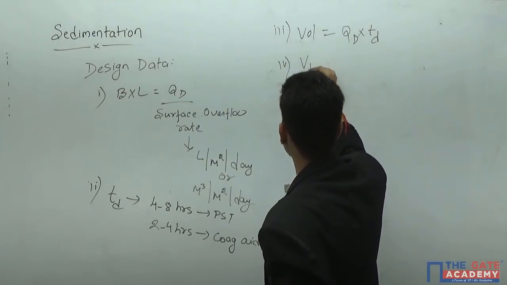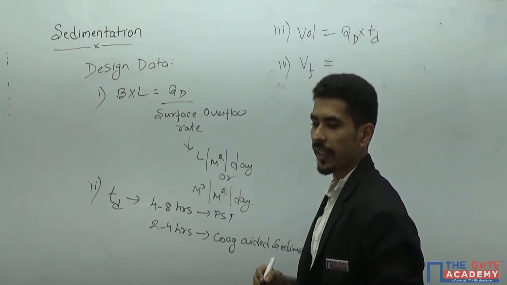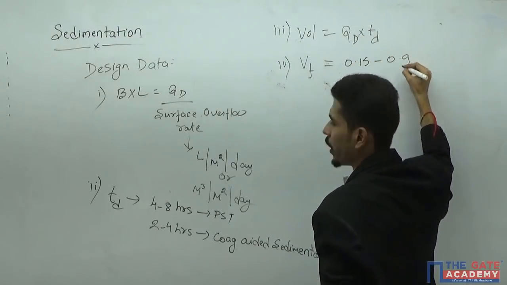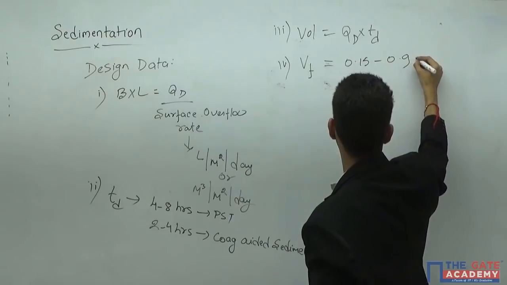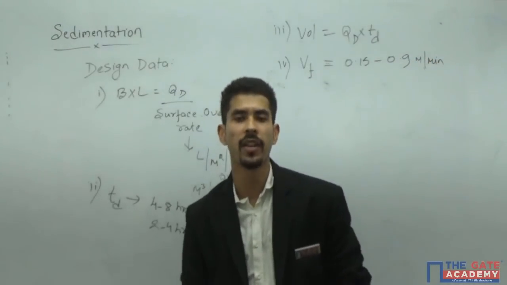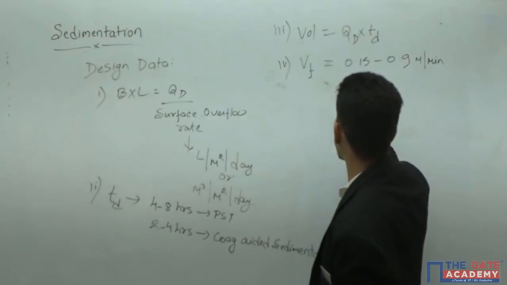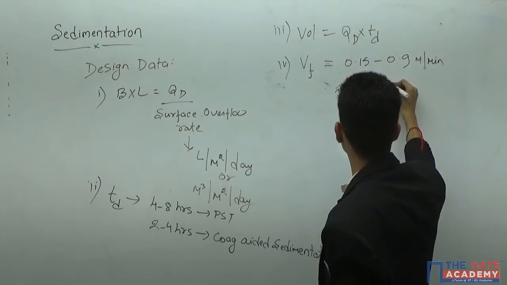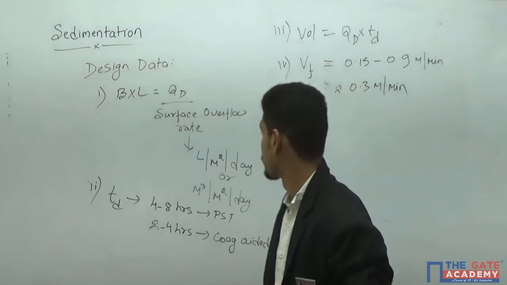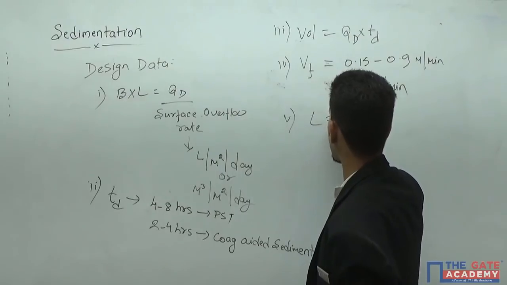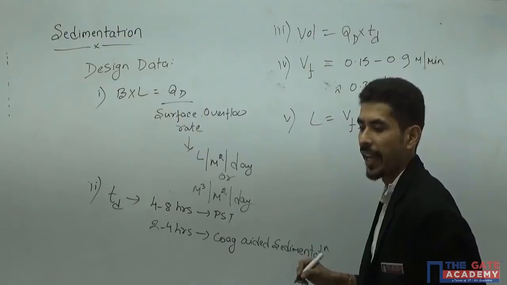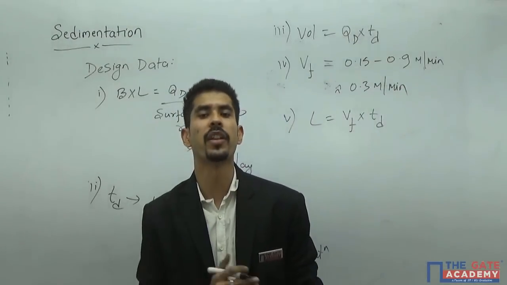The flow velocity is taken in the range of 0.15 to 0.9 meters per minute, and it is generally taken as 0.3 meters per minute. Next, length is calculated as velocity of flow into detention time.